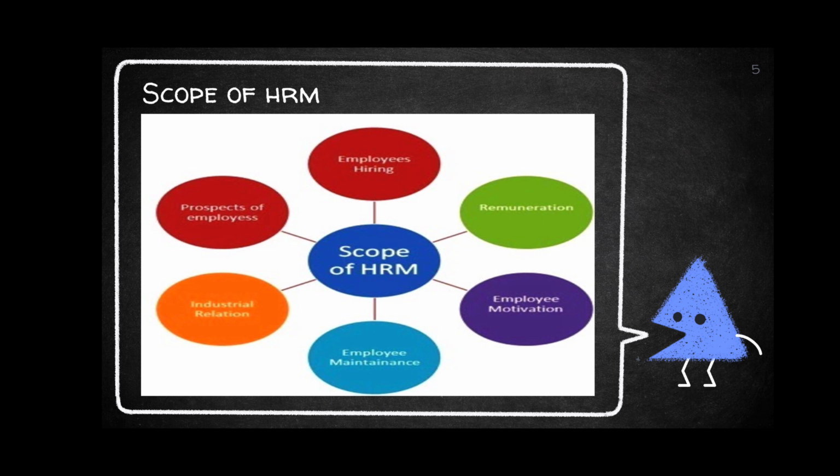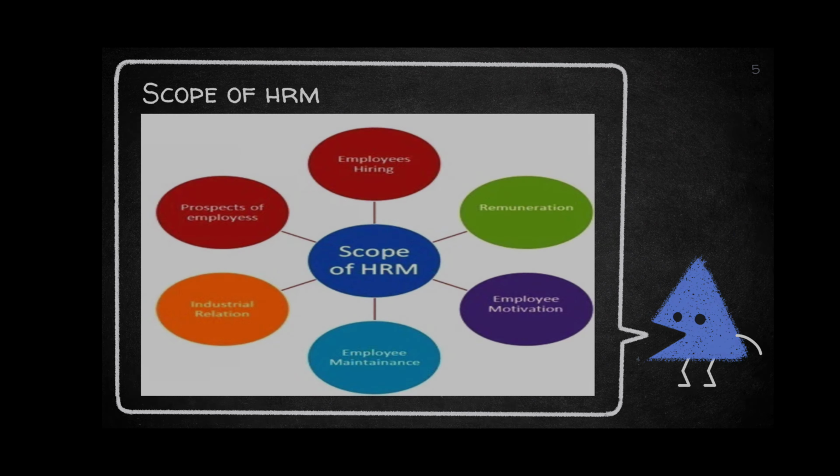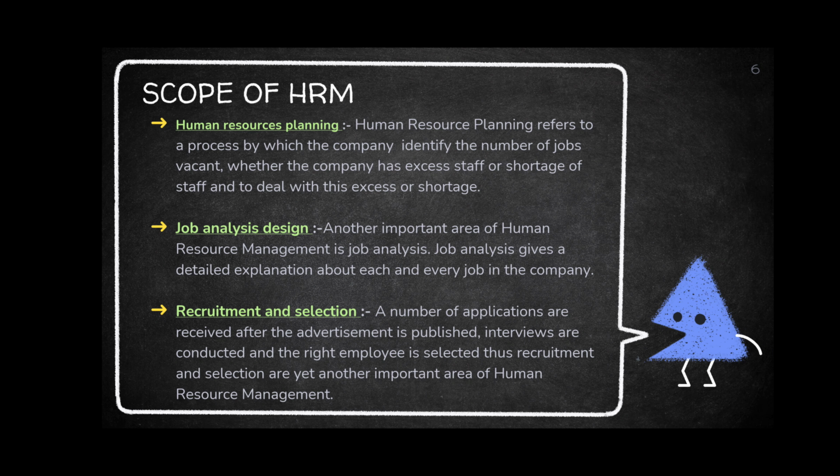Now let's talk about the scope of human resource management. In this slide you will see the different scopes, that is employee hiring, remuneration, employee motivation, employee maintenance, industrial relations, and prospects of employees. Now let's discuss each of the scopes in detail.